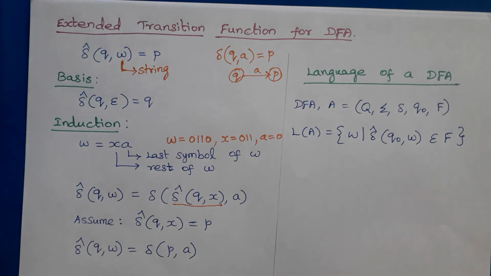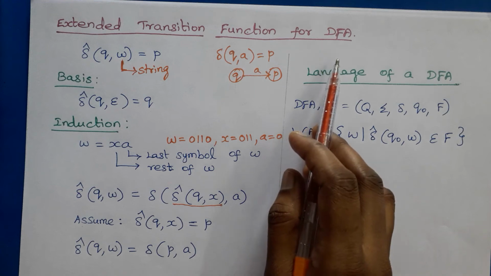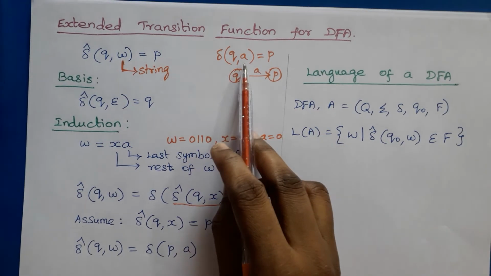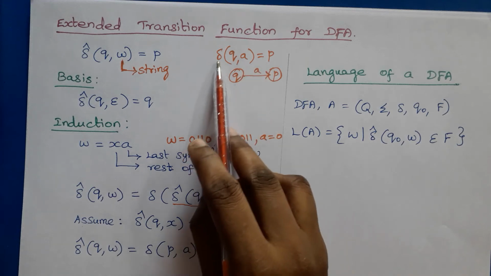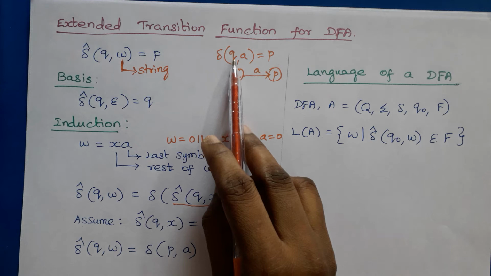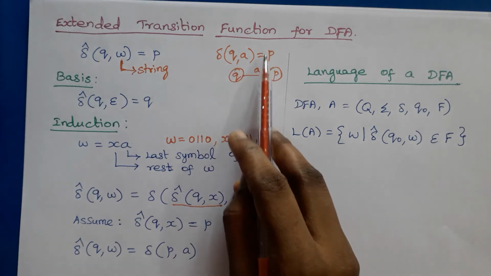Hello everyone. In this video we are going to discuss the extended transition function for DFA. The transition function for DFA takes two arguments as input and gives one as output. So delta is a transition function. It takes two arguments, the current state and the input symbol, and it returns the next state.